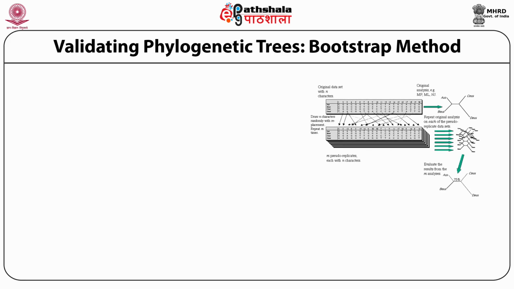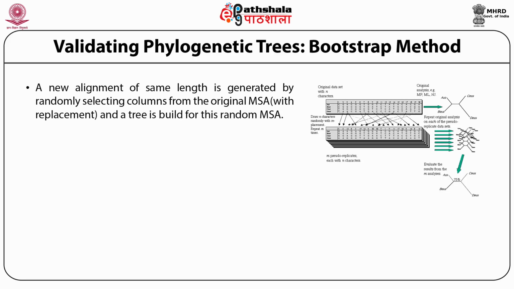Validating phylogenetic trees, the bootstrap method. After building a tree, it is important to validate the phylogenetic tree. So we need to know how well the tree has been built. There should be some quality metrics that tell us how good a molecular phylogeny is, how well a tree has been built by us. A new alignment of the same length is generated by randomly selecting columns from the original multiple sequence alignment with replacement.